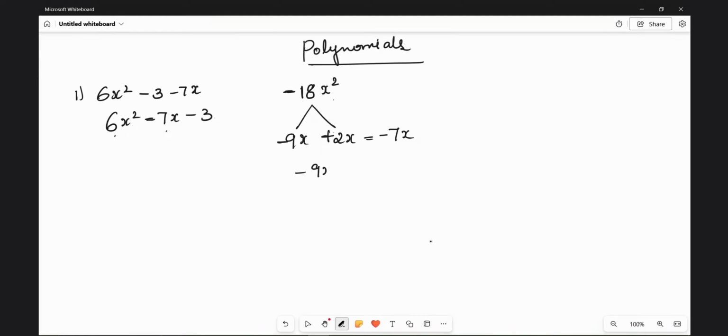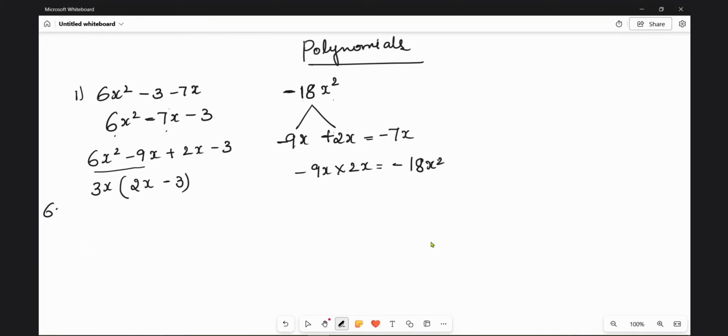If I multiply, I will get minus 18x square. Correct. Now I can split minus 7x as minus 9x plus 2x. 6x square minus 9x plus 2x minus 3. What can I take common here? 6 and 9 is there, so I can take common 3x. Here you will get 2x minus 3.